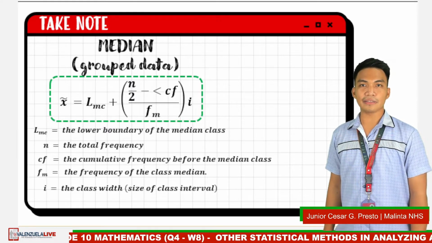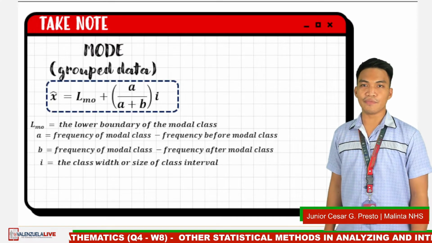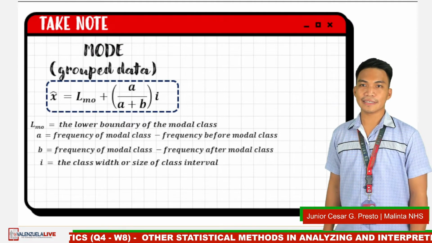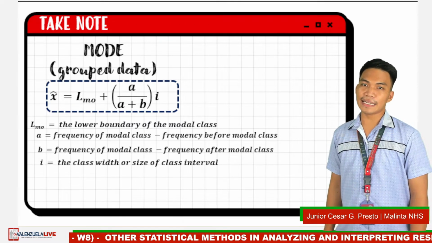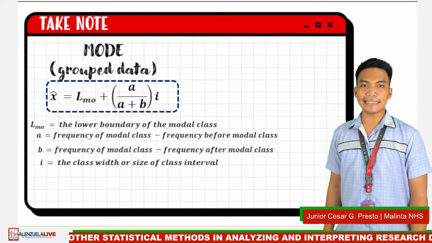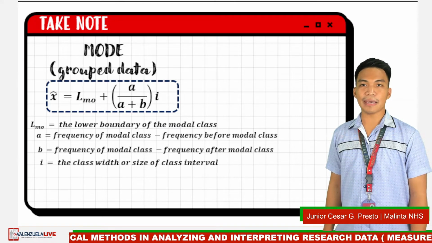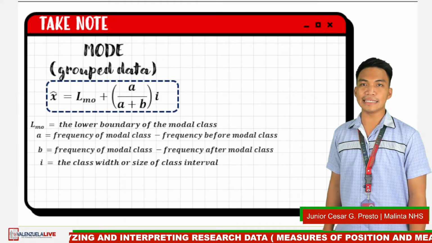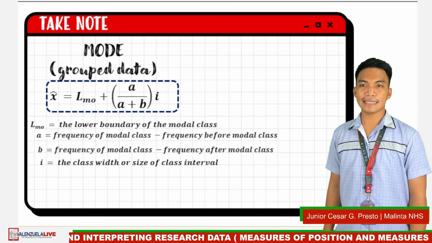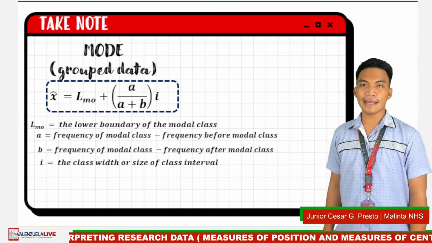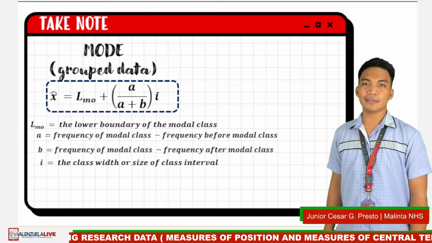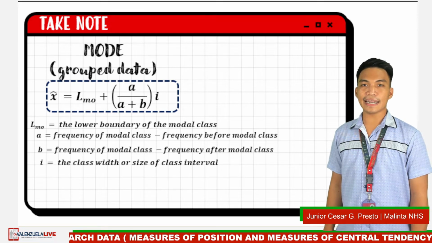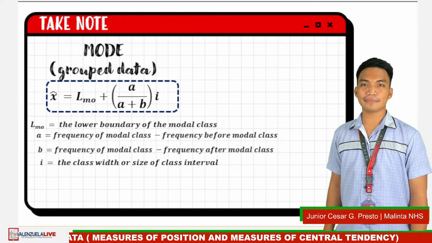Let us now talk about the formula of mode for group data. X hat is equal to L sub MO plus the quantity of A over A plus B times I, where L sub MO is the lower boundary of the modal class, A is the frequency of the modal class minus the frequency before the modal class, B is the frequency of the modal class minus the frequency after the modal class. I is the class width or class interval.